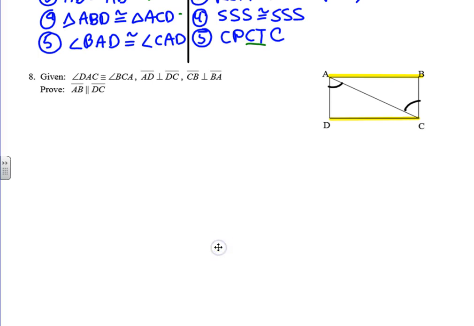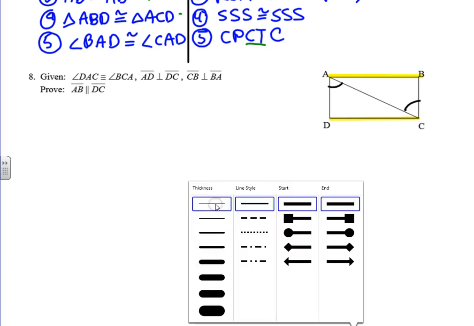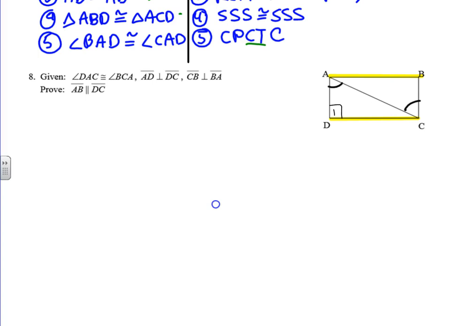And what I want you to notice is, see where those arcs are? The arc doesn't actually touch the parallel side. It touches the transversal, but not the parallel side. So that would be a reason why AD would be parallel to BC, but that's not what we're being asked to prove. So the next thing that we're given is that AD is perpendicular to DC. I'm going to call this angle 1. And CB is perpendicular to BA. I'm going to call that angle 2. And we know that those are congruent. That's the only thing we can draw from our givens.